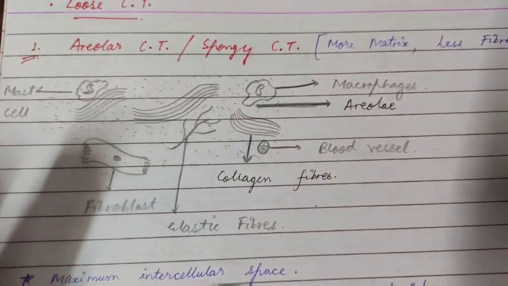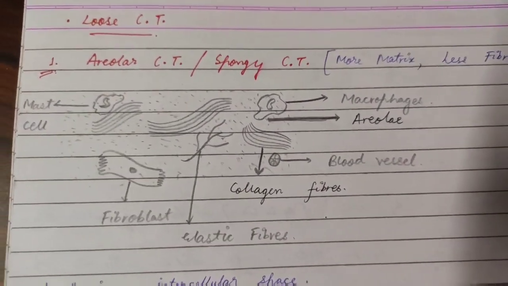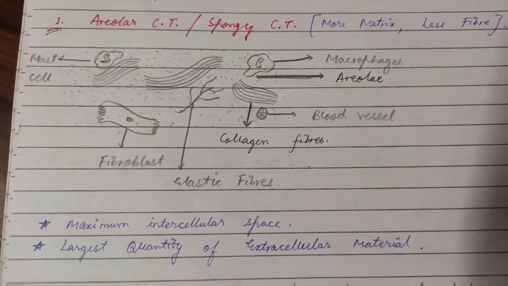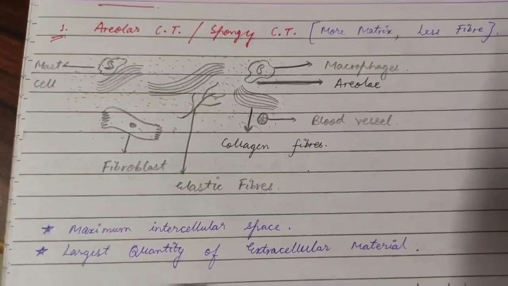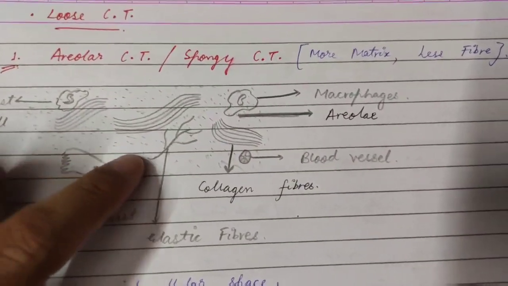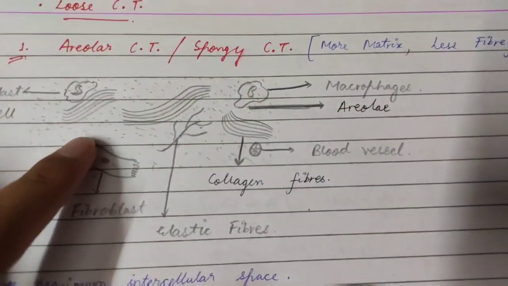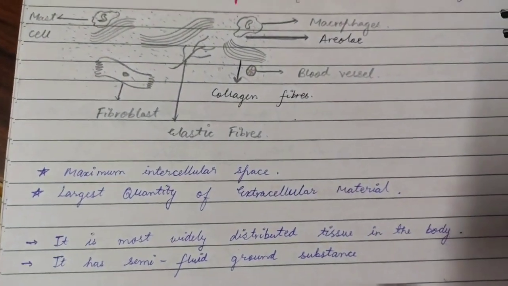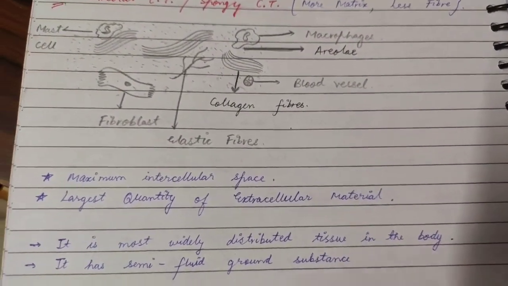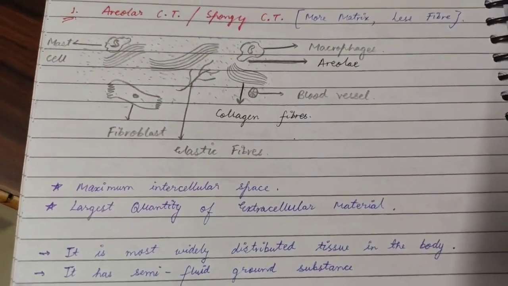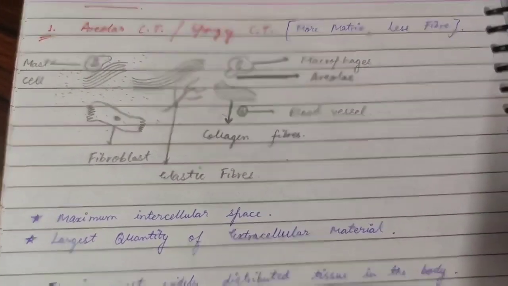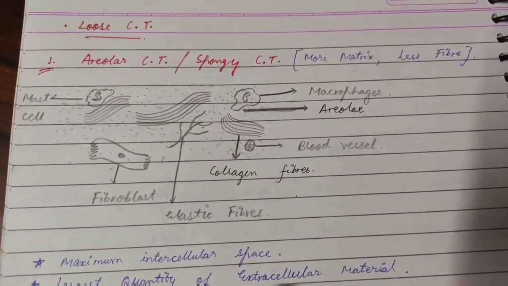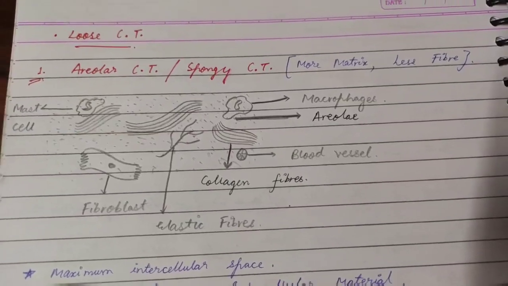There is maximum intercellular space present in areolar tissue. That is why it comes under loose connective tissue, and it also has the largest quantity of extracellular material. This space which is present outside is known as areolae. It is most widely distributed in the body, and it has a semi-fluid ground substance. Its function is that it provides a framework which supports epithelium. So make sure that you remember all these points.